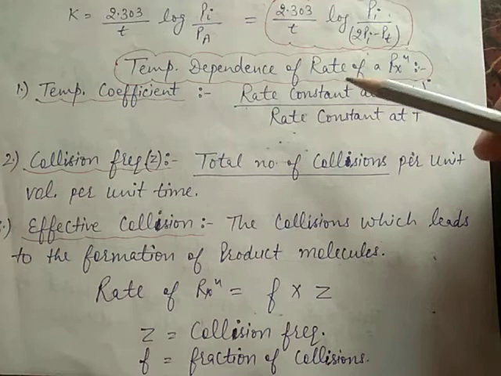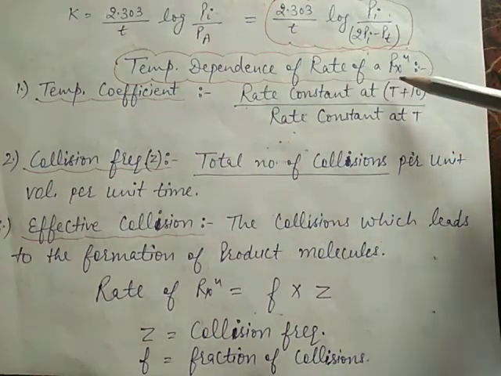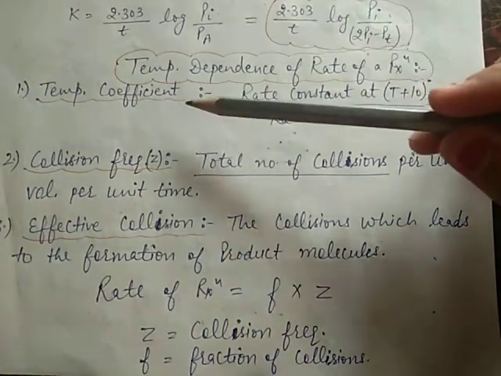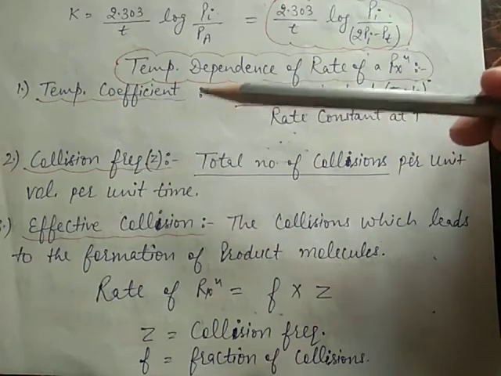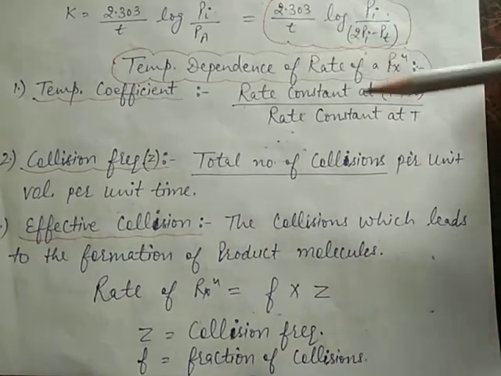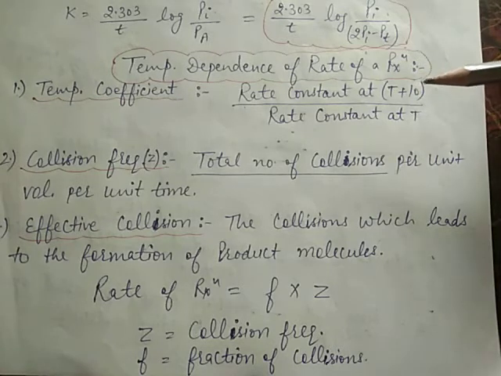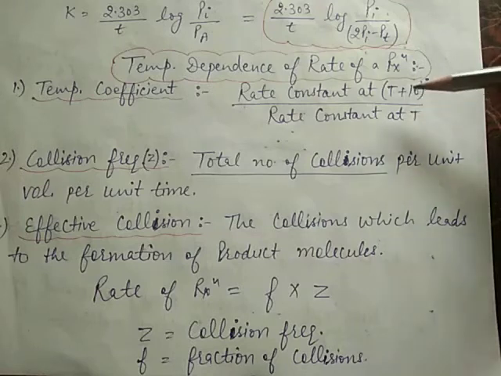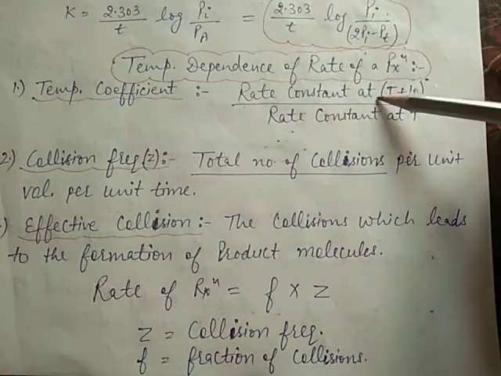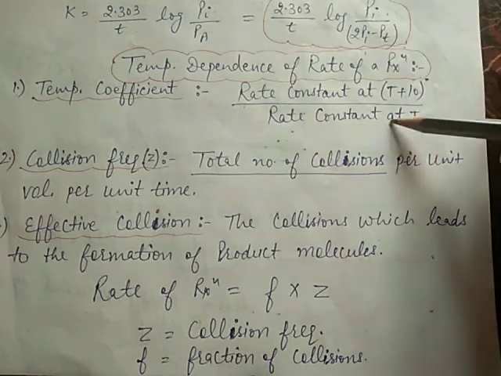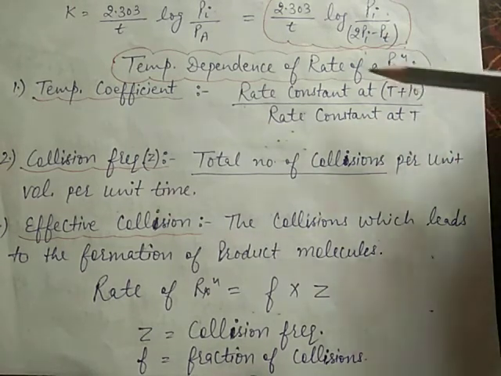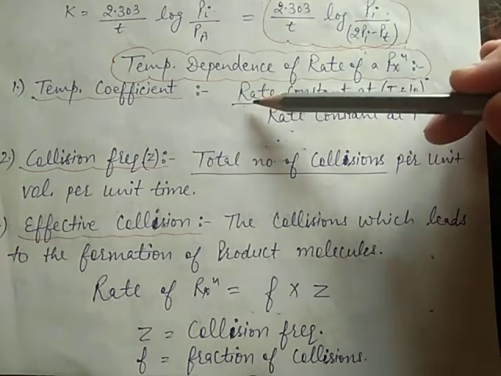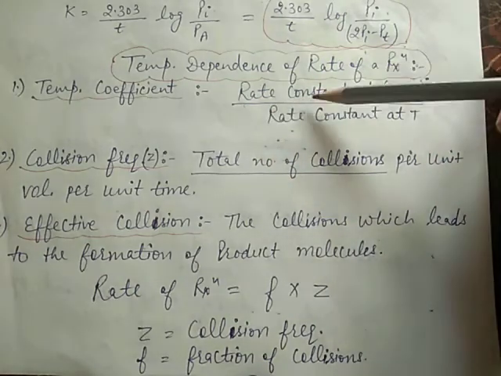Now the next topic is temperature dependence of the rate of reaction. How does the rate of reaction depend on the temperature? It means temperature coefficient. What do you mean by temperature coefficient? It is the ratio of rate constants of a reaction at two temperatures differing by 10 degrees Celsius. One temperature is T plus 10 degrees Celsius and another is at temperature T. This is called the temperature coefficient. So for most of the reactions, the temperature coefficient lies between 2 and 3.